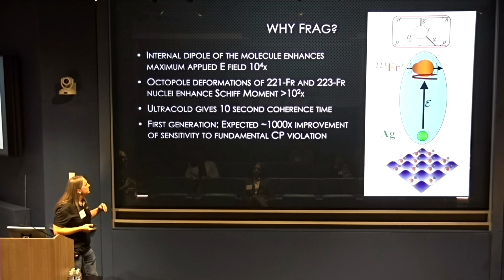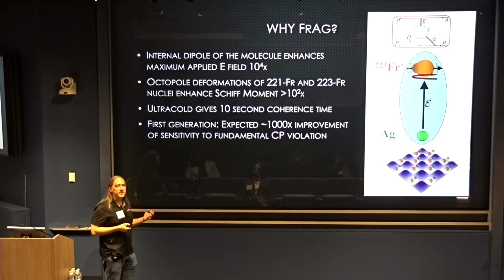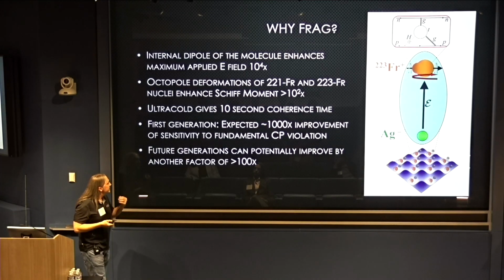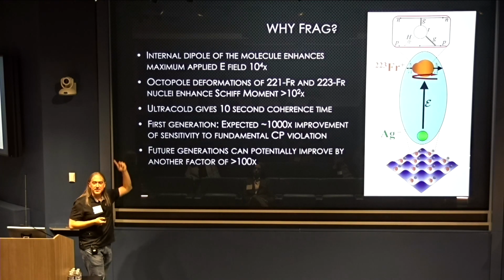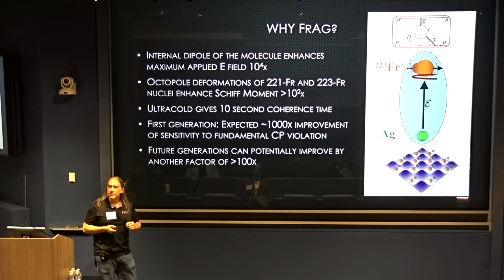The first generation, we're expecting about a factor of 1,000 improvement compared to the CP violation sensitivity of the mercury experiment. And we believe, as Dave was showing on his plot that just keeps going into the peta-electron volts, that we can keep pushing that with more number and longer coherence times.